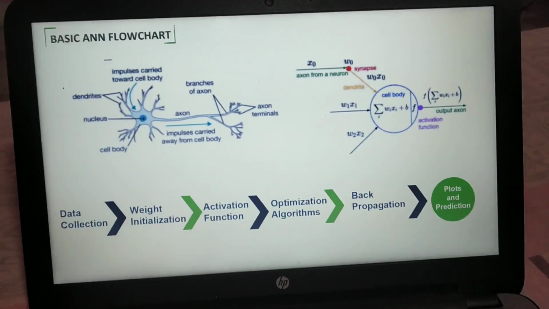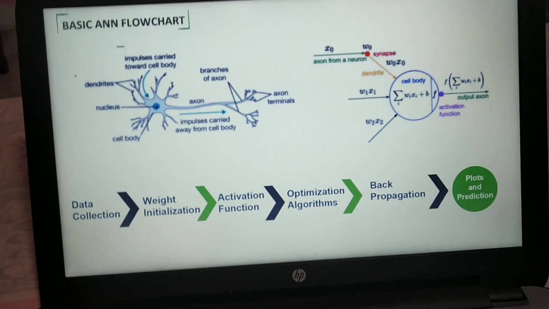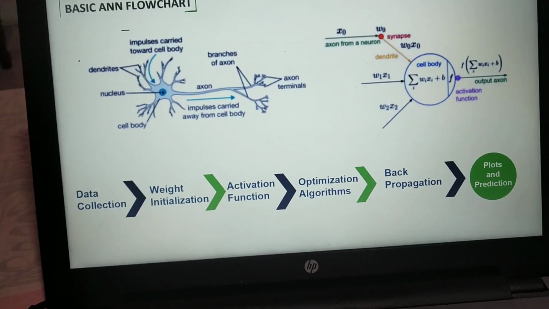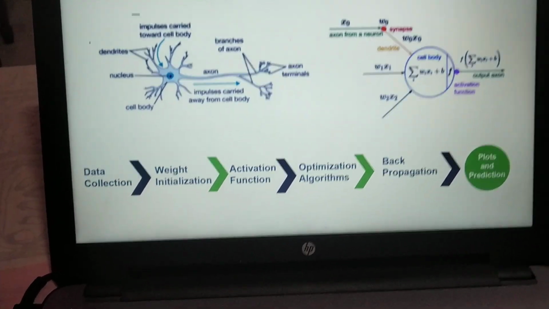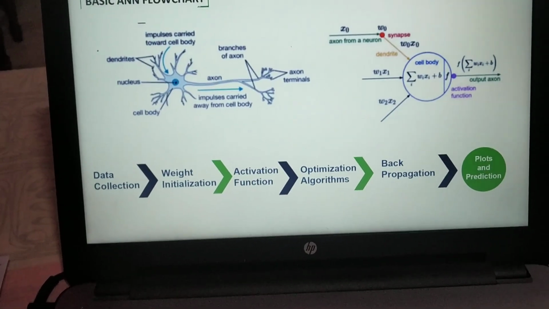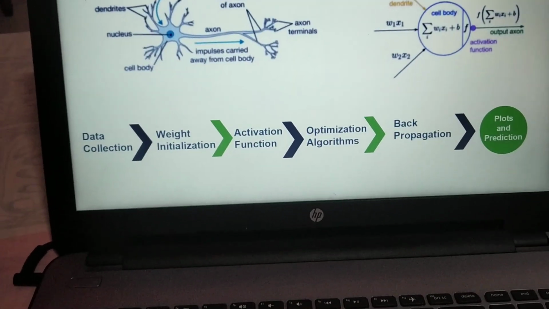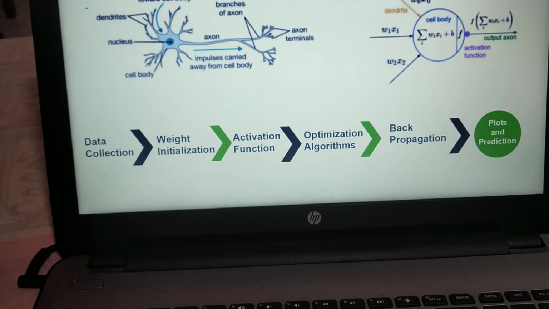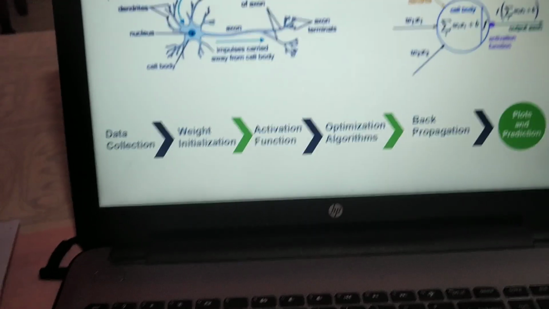So coming to the basic ANN flowchart. Here, as you can see, there are two figures which denote a normal nervous system of our brain and the artificial neural network in the virtual world. Initially, the flow of the ANN begins with the data collection, where we collect various data sets like the input and the output parameters so that we can train the artificial neural network.